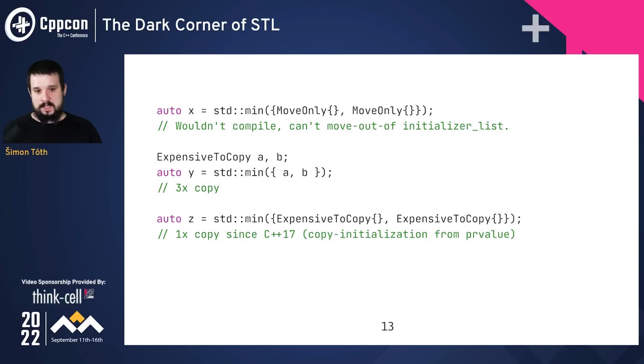Now, fortunately, if we have temporaries, the situation is actually much better, because this hits one of the very explicit copy elision rules from C++17, where if we are copy initializing from PR values, that is temporaries, that copy initialization will turn into a direct initialization. So here we don't incur any copies. Well, we incur 1 copy, and that 1 copy is for the one of the 2 returned arguments.